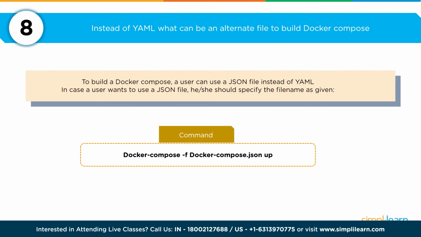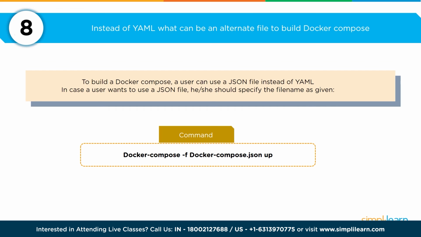A question you're going to be asked is, instead of YAML, what can be an alternate file to build Docker Compose? YAML is the default, but you can also use JSON. If you are comfortable working with JSON, and that is something you should get comfortable with, you want to be able to use that to name your files.